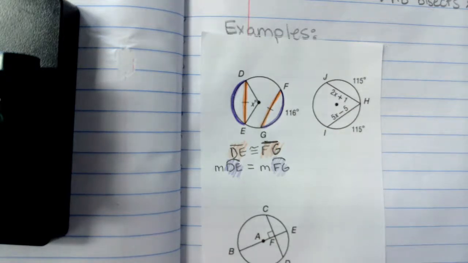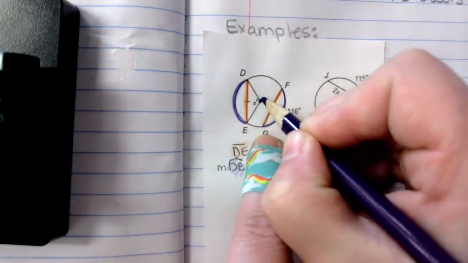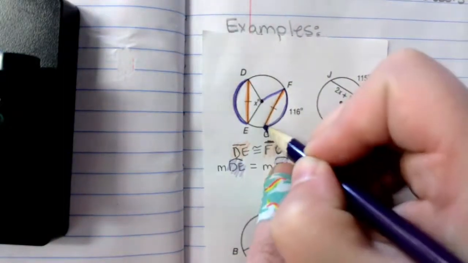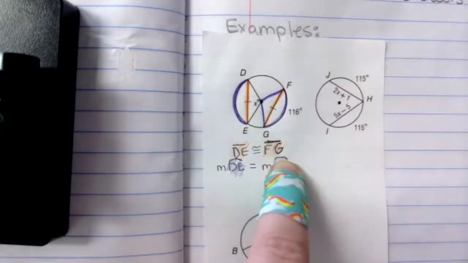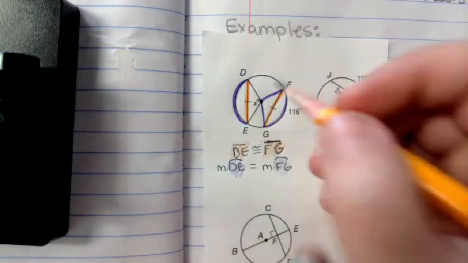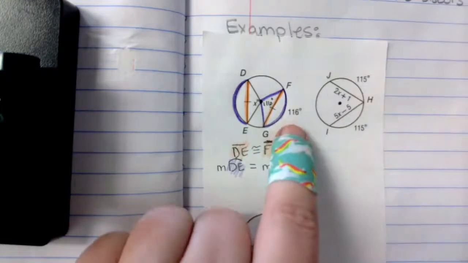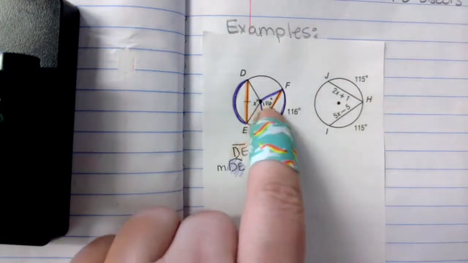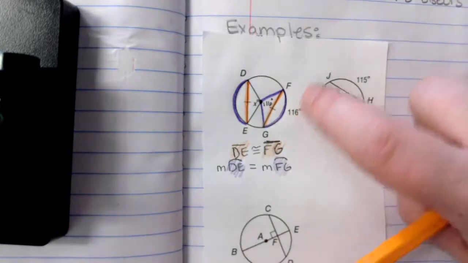So what is the measure of DE? We said DE is X, and X equals, what's FG? 116. So in your practice today, it's just going to ask you what's X equal to. And you might see that these are the same, so these are the same. Done. So we don't solve it? There's nothing really to solve. It's just saying what X is on that one.